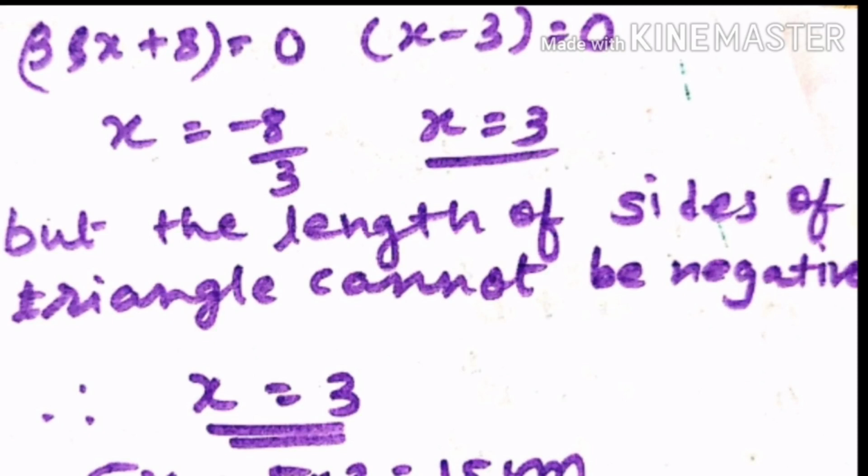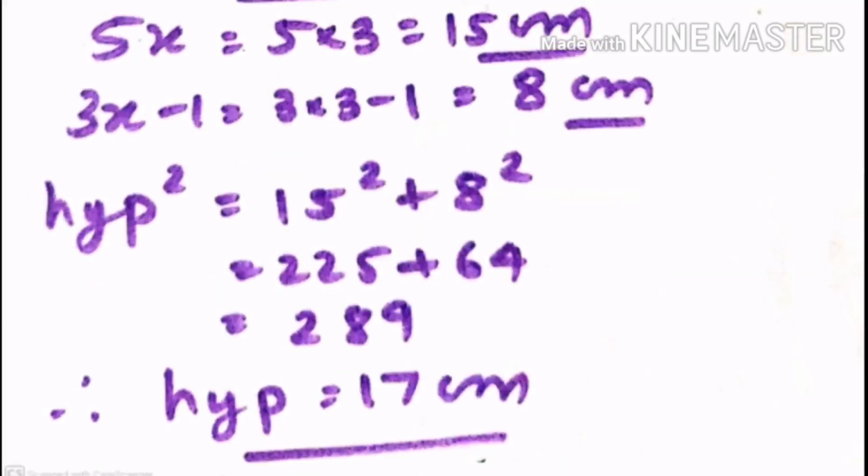Now this is not our final answer because our lengths of the sides are 5x and 3x minus 1. So we substitute this x value in 5x and 3x minus 1. So here 5x is equal to 3 fives, 15 centimeter, and 3x minus 1 is equal to 3 into 3 minus 1. So 9 minus 1, 8 centimeter. These are the two sides of the triangle. The third side we want to find.